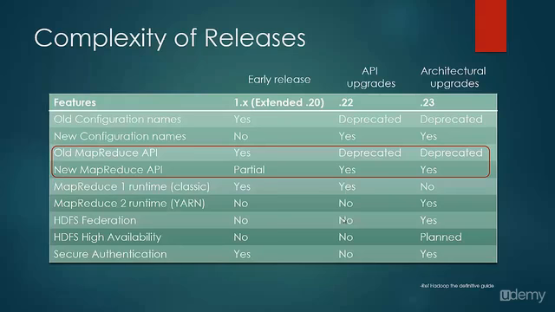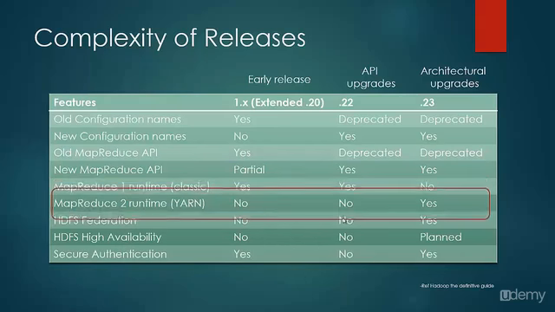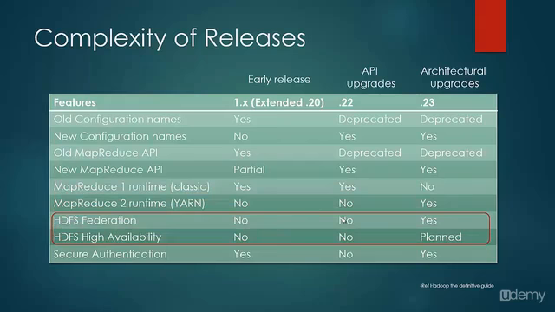The architectural change to get closer to the Google paper has been done to the MapReduce runtime in the 0.23 release, while 0.22 and 1.x work on the old classic MapReduce 1. Another architectural upgrade to HDFS federation and HDFS high availability has been done in the 0.23 release.